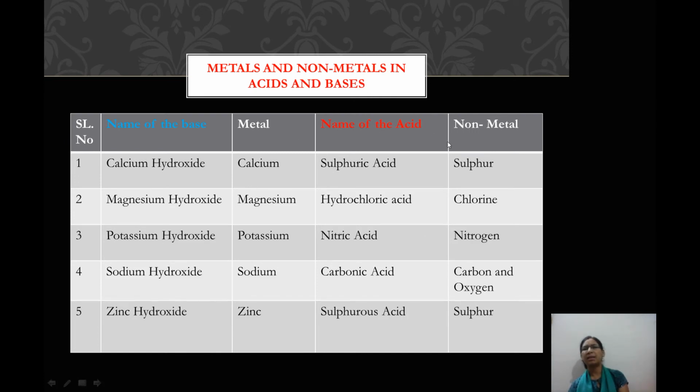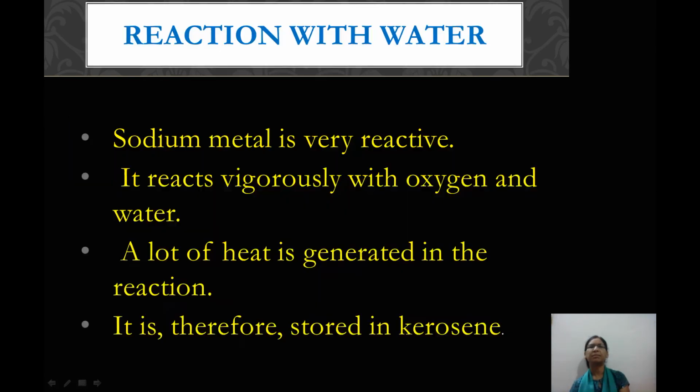Some of the acids are sulfuric acid, hydrochloric acid, nitric acid, carbonic acid, sulfurous acid. In sulfuric acid, the non-metal sulfur is present; in hydrochloric acid, chlorine is present; in nitric acid, nitrogen is present; in carbonic acid, carbon and oxygen are present; and in sulfurous acid, sulfur is present.